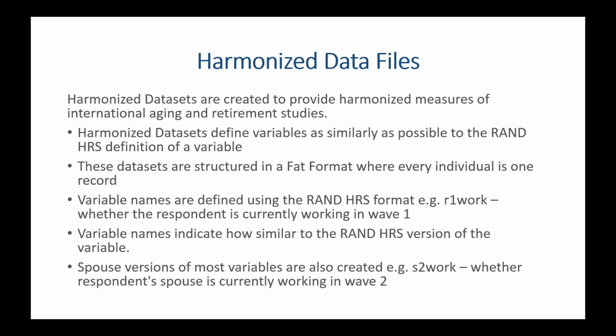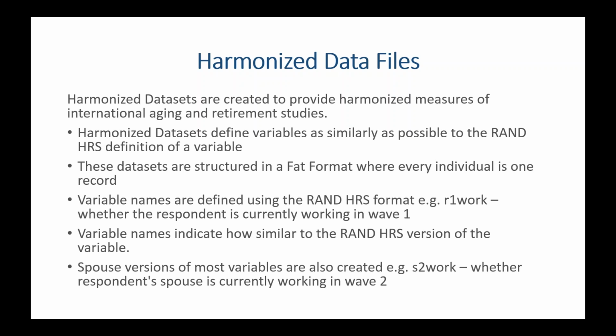Our variable names also indicate how similar to the RAND HRS version the variable is in the harmonized SHARE. So for instance, if this question about whether the respondent is currently working is exactly similar in the harmonized SHARE, then it would have exactly the same variable name, R1work. But for instance, if SHARE asked this question in a pretty significantly different way, we might call that variable name R1work underscore S to indicate that it captures the same item, but in a way that's very specific to SHARE. And so you might want to do a little extra work to indicate whether it's really harmonizable between different countries.